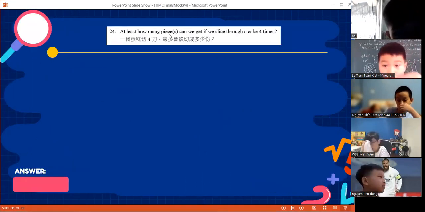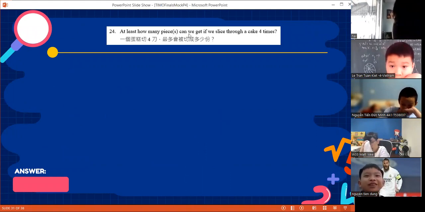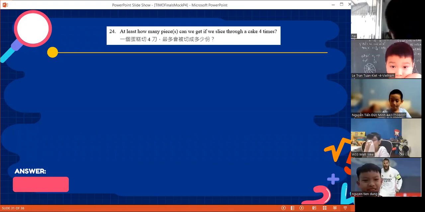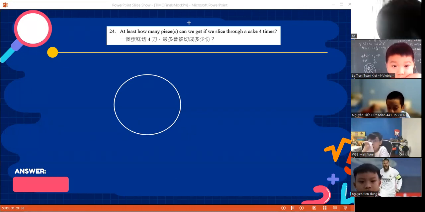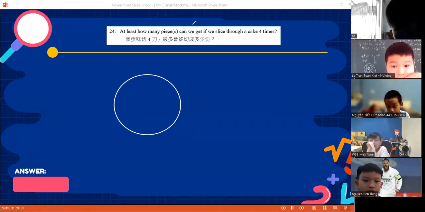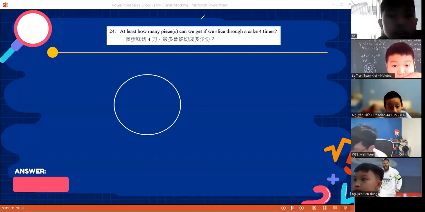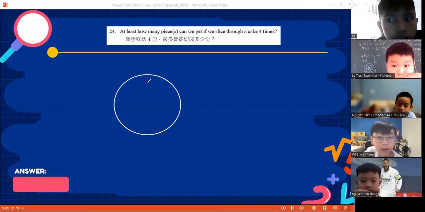At least how many pieces can we get if we slice a cake 4 times? Okay, let's say that this is our cake. We're going to slice it 4 times. So, what's your answer? I think it's 5.